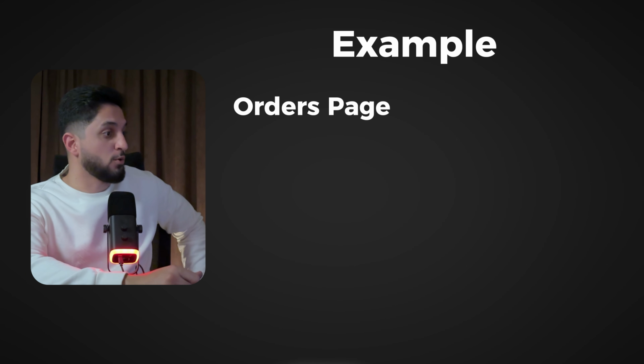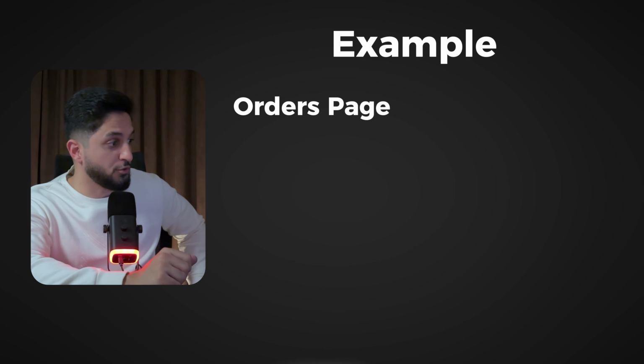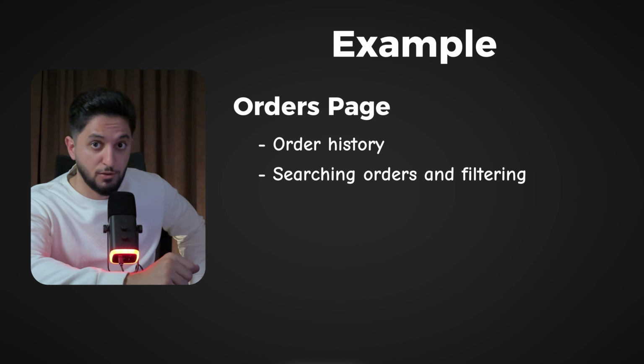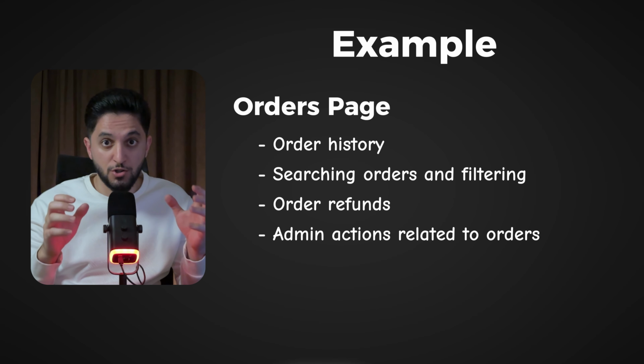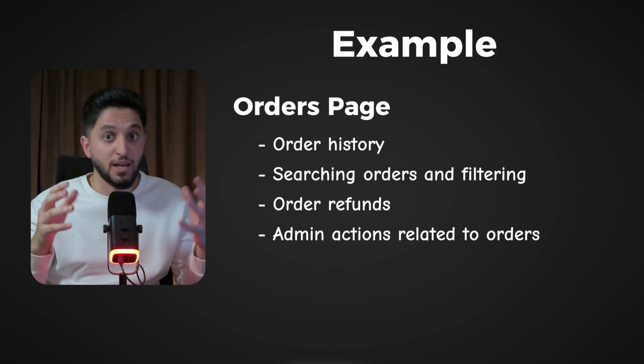So why does this structure break down? Not on day one, not when the app is small. It breaks down the moment the app starts growing and real features begin to pile up. Let's say I'm working on the orders page. First, I add order history, then searching and filtering, then order refunds, then admin actions. Suddenly, one area of the app, orders, owns too much and is all tangled together.